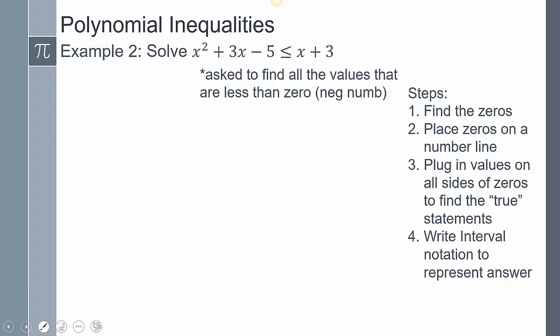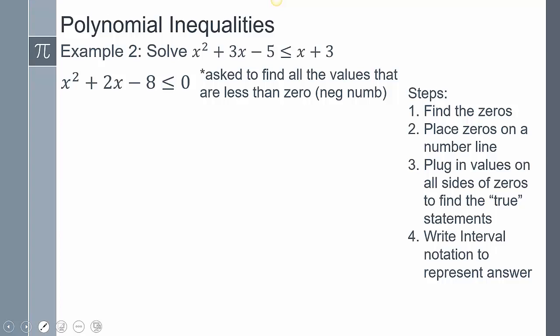Now, example number 2. I want to set this equal to 0, because it has to be equal to, less than, or greater than 0. So I'm going to have to subtract x and subtract 3 from both sides. Looking at this statement, it says less than or equal to 0, which means it's looking for negative numbers. I need to know that moving forward.